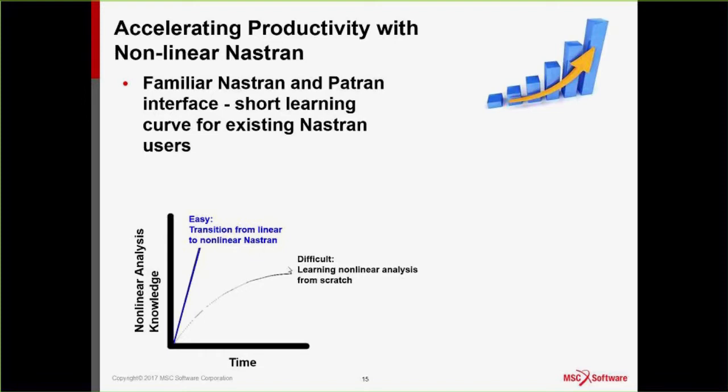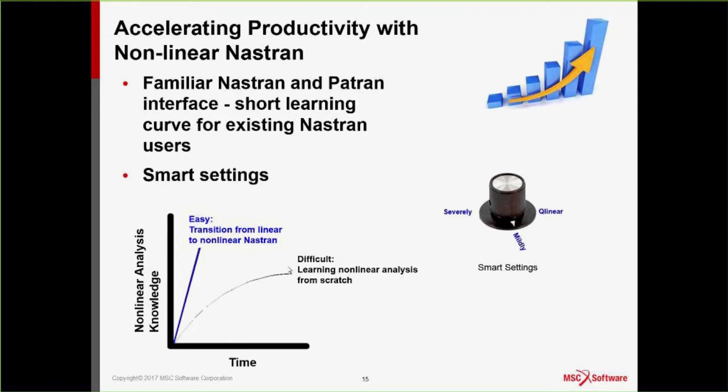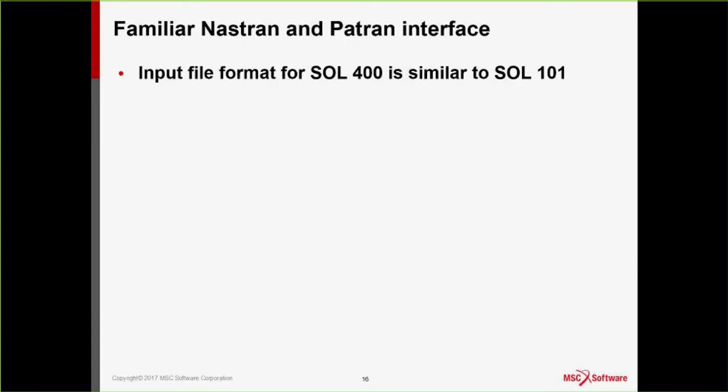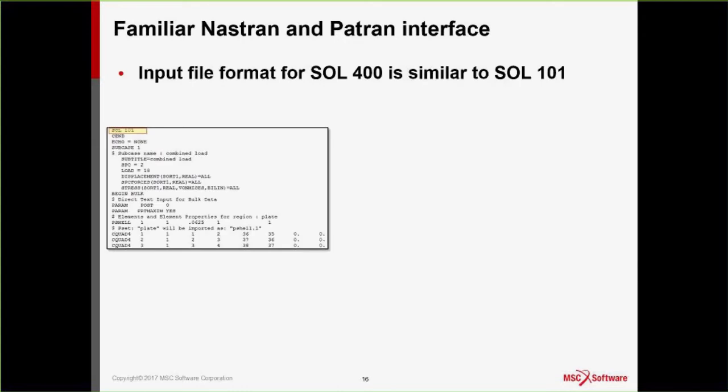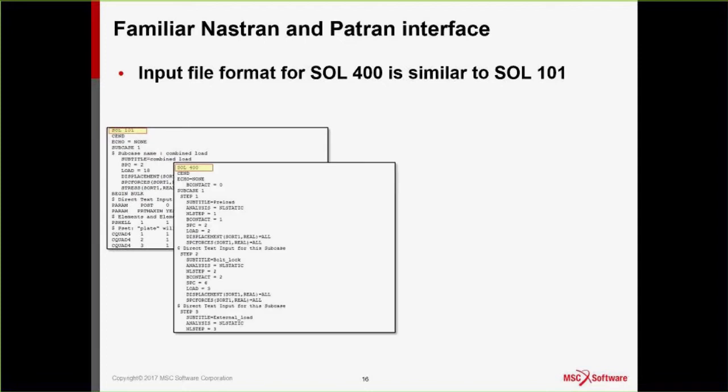Another thing we've done is our users complained about a lot of the complex nonlinear settings. So we've come up with a very small set of smart settings for you to make running Nastran nonlinear a lot easier. Okay, so let's look at the familiar interface I talked about. If you like to edit text files in Nastran, for example, here's the solution 101, and here's 400. If you look at them, they're really virtually identical except some of the new entries.